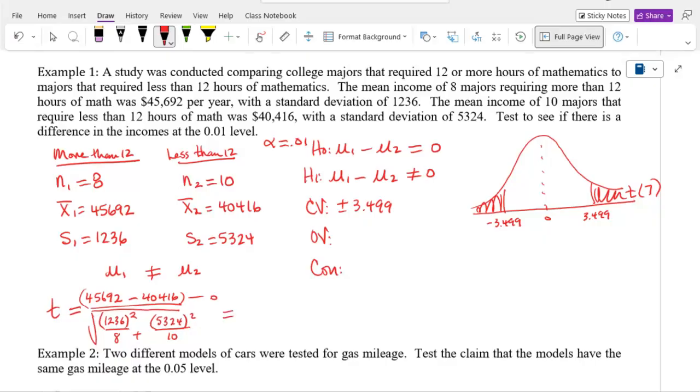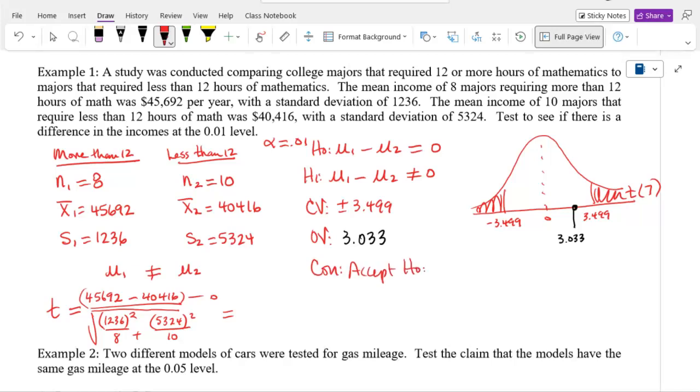And again, pause the video if you need to be able to calculate that yourself. You should get 3.033. When we plot that, it does fall in the open area, doesn't it? Because it falls in the open area, we're going to accept H sub 0.